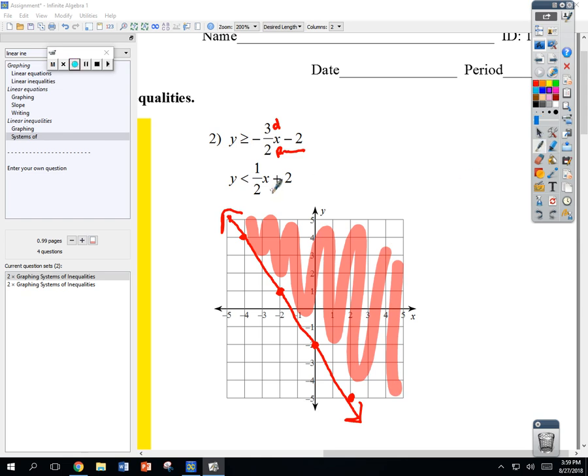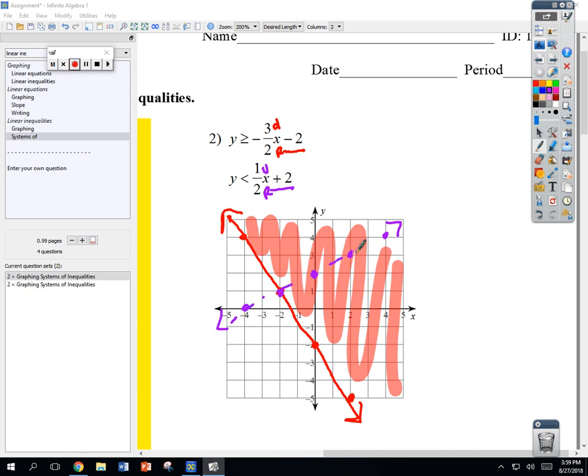And then I'm going to do this one. My beginning point's at positive 2, and my slope is a positive 1/2, so I'm going to go up and to the right. Up 1, right 2, up 1, right 2, and then the same to the left, to continue my straight line. This one's dashed because it doesn't have an or equal to part underneath it.